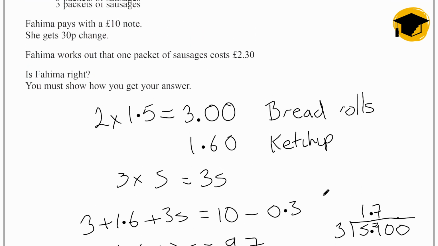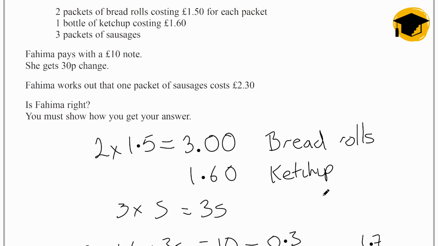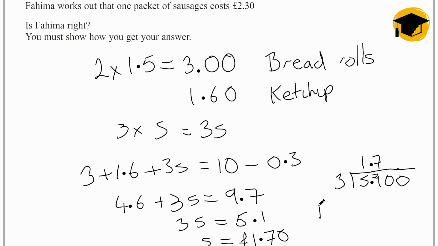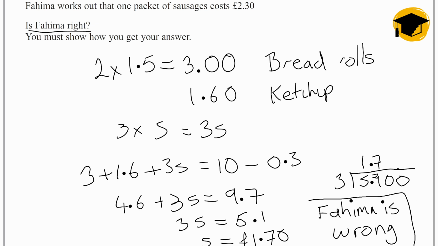So let's go back to the question. What did Fahima say? She says each sausage cost £2.30. Fahima is wrong. It's really important you follow what the question's saying here. The question's asking, is Fahima right? That is the question. If we don't write this section here, Fahima is wrong, we might miss out on 1 mark. And these are the crucial marks that you should be looking out for.